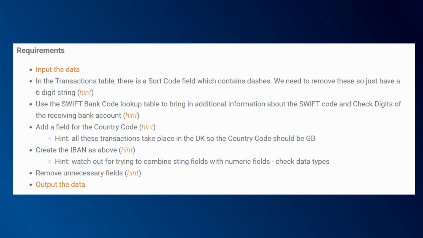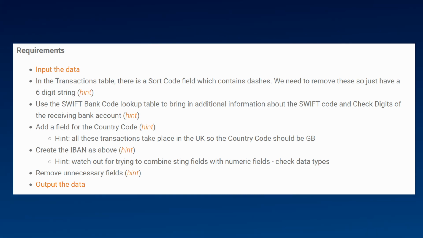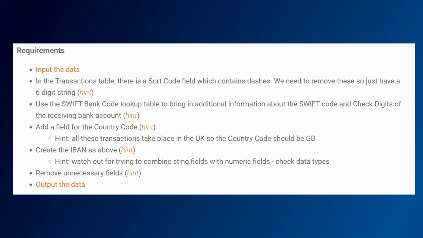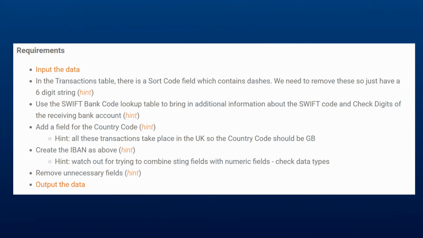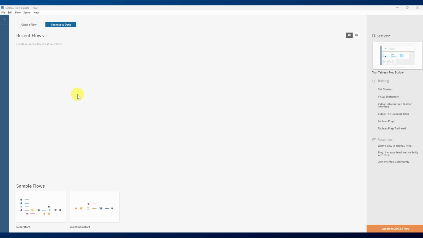We're going to use this later to tie the bank name to a bank code, and it also contains the check digits. The requirements for this exercise are the following: input the data, remove the dashes from the sort code field in the transactions table, use the Swift bank code lookup table to bring in additional information about the Swift code and check digits of the receiving bank account. Add a field for the country code, create the IBAN as described earlier, remove any unnecessary fields, and output the data. So let's go ahead and boot up Tableau Prep.